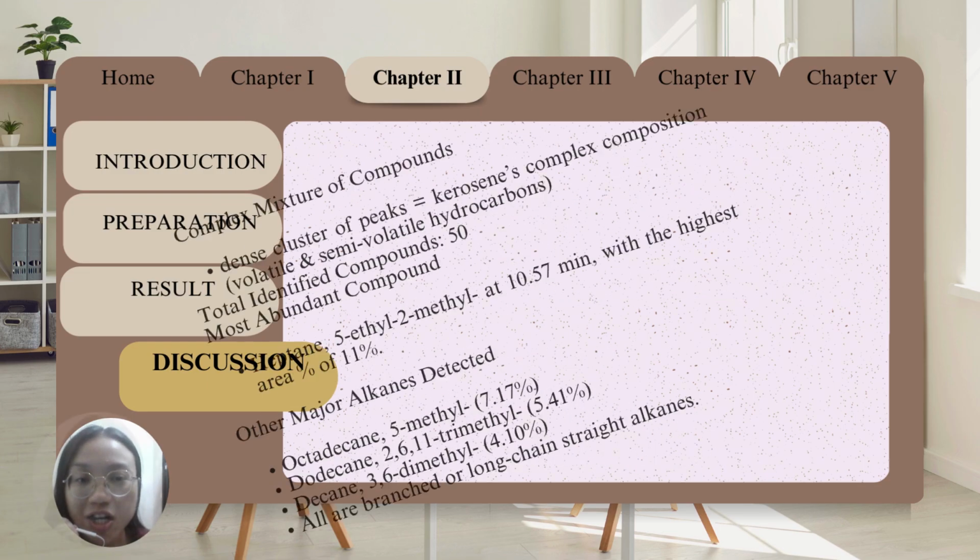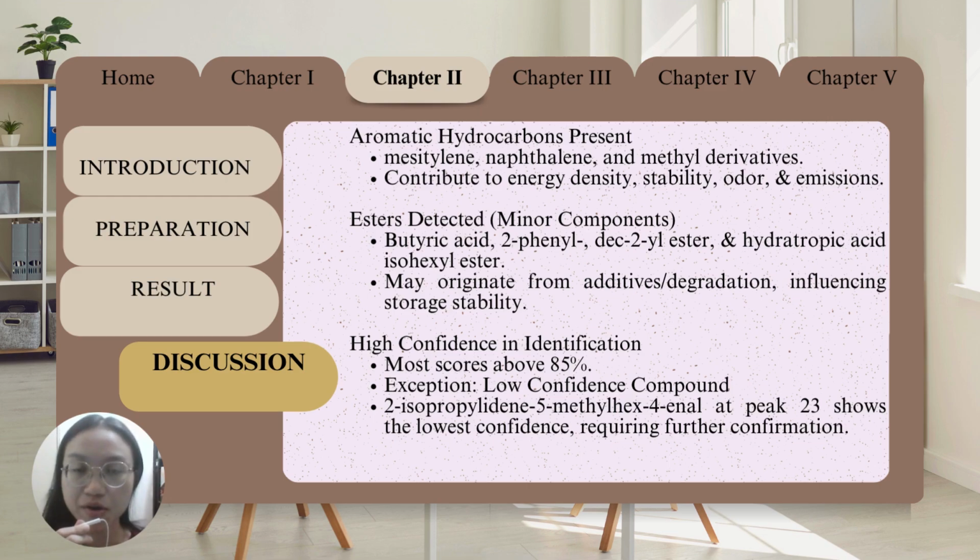These are all long chain alkanes, along with the presence of aromatic hydrocarbons such as mesitylene, naphthalene, and also methyl derivatives, which contribute to energy density, stability, odor, and also emissions. The presence of minor components such as esters, like butyric acid, 2-pentyl ester, and also hydrochloric acid isohexyl ester, may originate from additives or degradation, which then influence the storage stability.